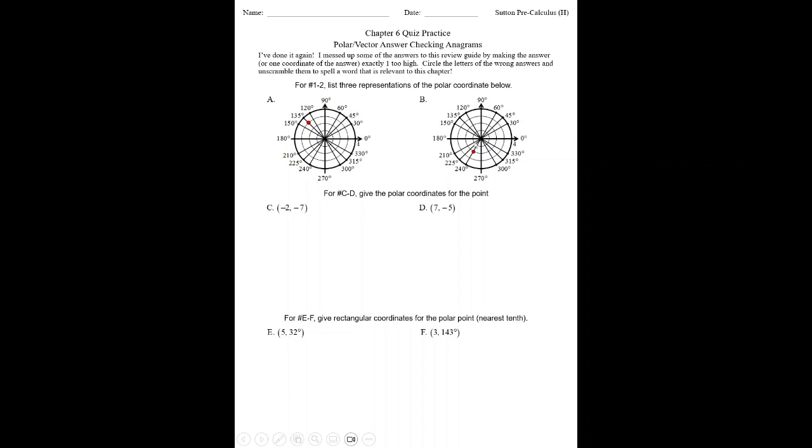So the idea here is you have to go through, get your answers, check my answers, and then circle the letters of the wrong answers and unscramble those to spell a word with some kind of relevance to this chapter. For example, if I do A and I figure out that the answer is incorrect, then I would list A as one of my letters that I have to unscramble at the end. So let's go ahead and give this a try.